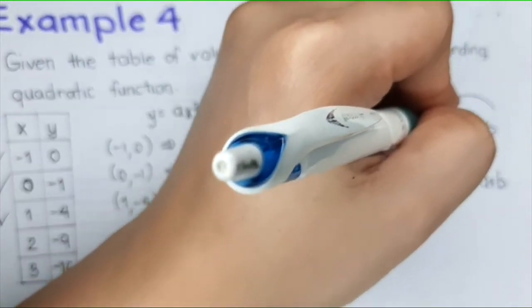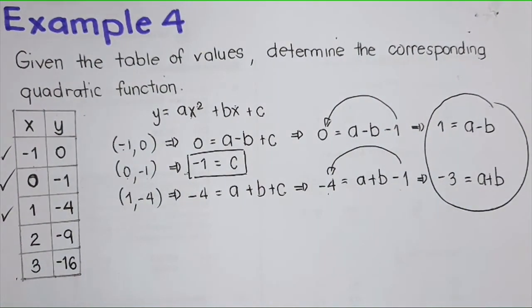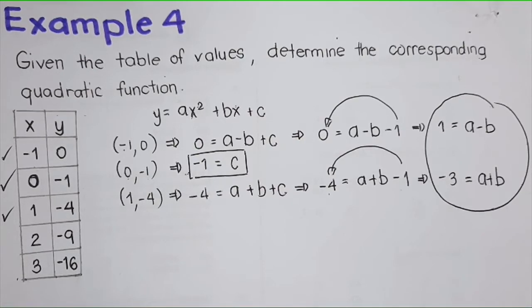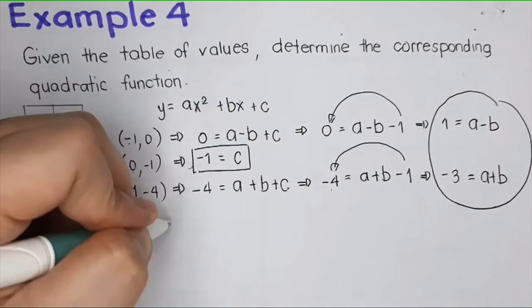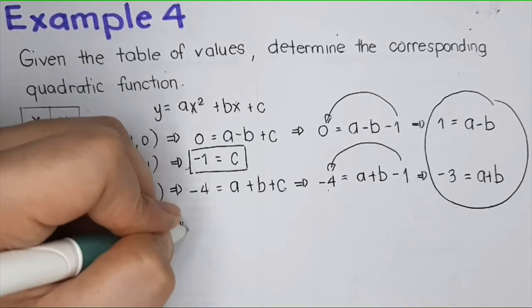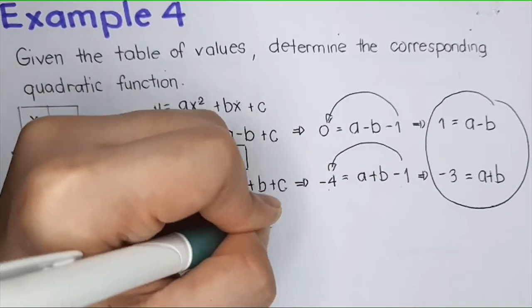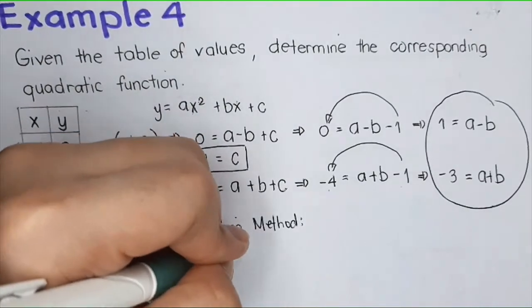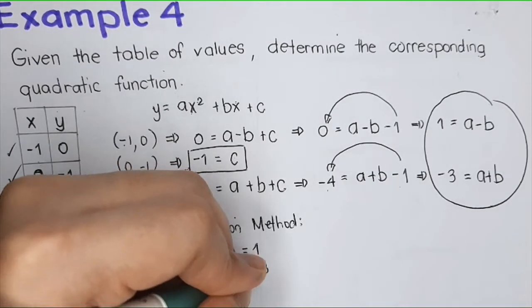You now consider this as a system of equation. You can now get a and b using elimination method or substitution method. Okay? Let's make use of elimination method. So, I'm going to write here. Okay? So, we find a and b using elimination method. Okay? So, ganito yon. I'm going to write a minus b equals 1. And then a plus b equals negative 3.